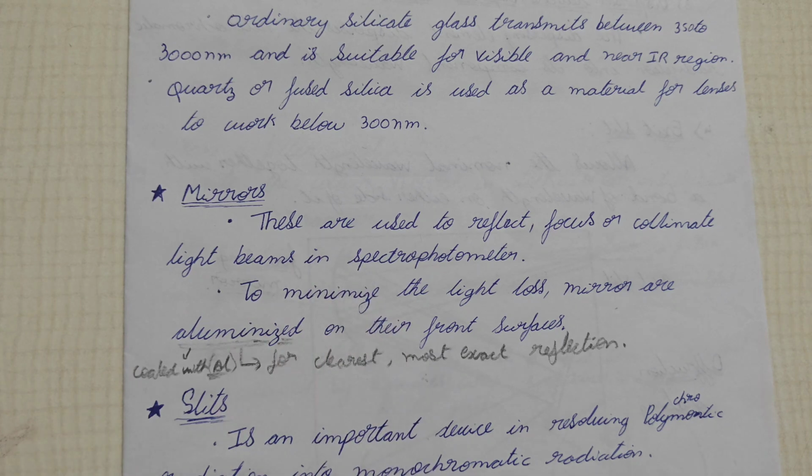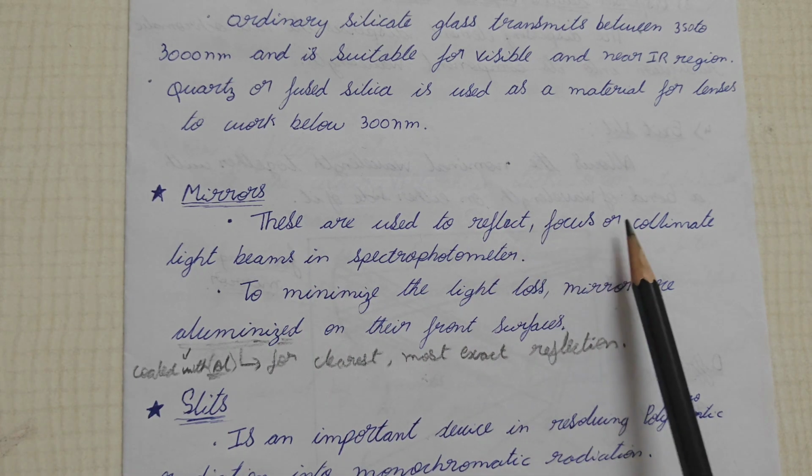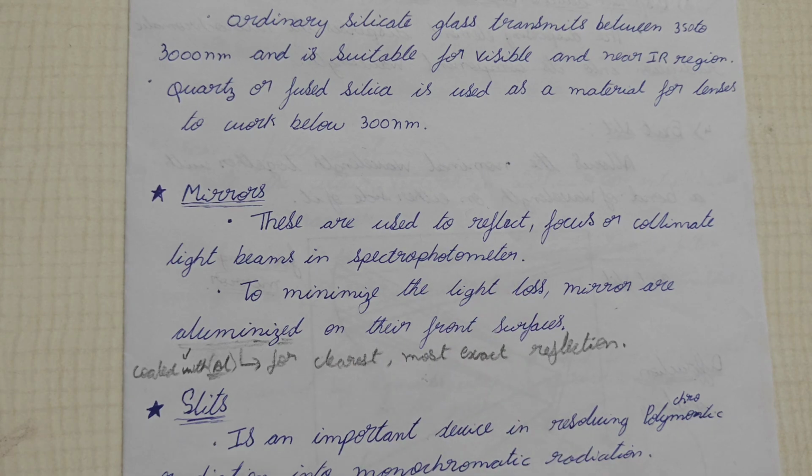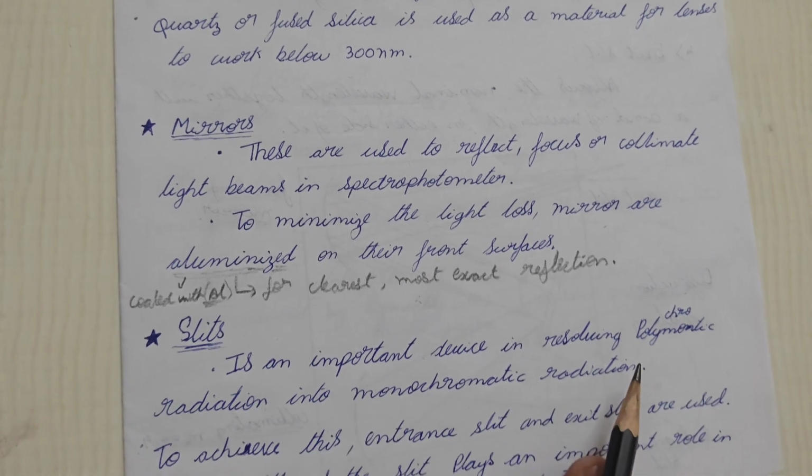Mirrors reflect, focus, and collimate a light beam in a spectrophotometer. Then, to reduce the light loss, we coat the front surface of the mirrors with aluminium to minimize the loss of light. Next, slits.